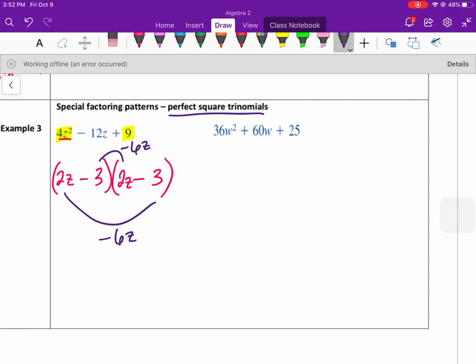And perfect square trinomials, like we did with completing the square, would factor to, or you can write this as, 2z minus 3 squared.